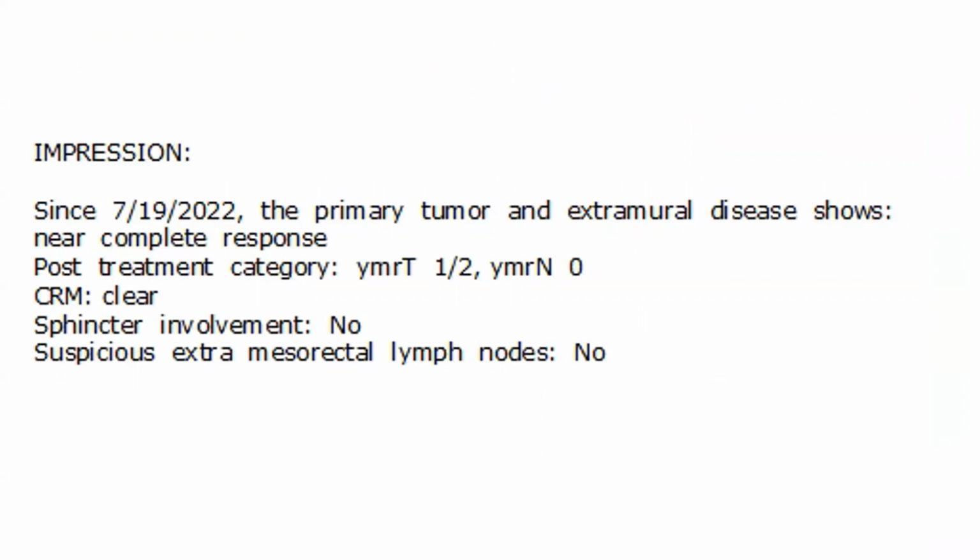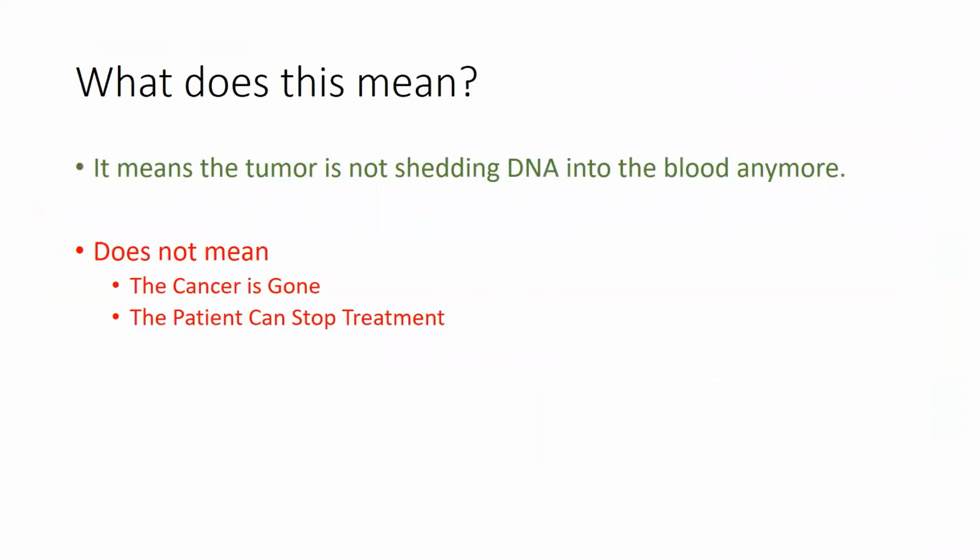So the question becomes, what does this mean? I kept trying to tell the patient that what it means is that we are not seeing any more circulating tumor DNA in the blood. The DNA is not being shed into the blood anymore, which is probably the better way to say this. It didn't mean his cancer was gone, and it didn't mean he can stop treatment, or at least we can't say that yet. All we can really say at this point is that there is no more circulating tumor DNA in his blood.